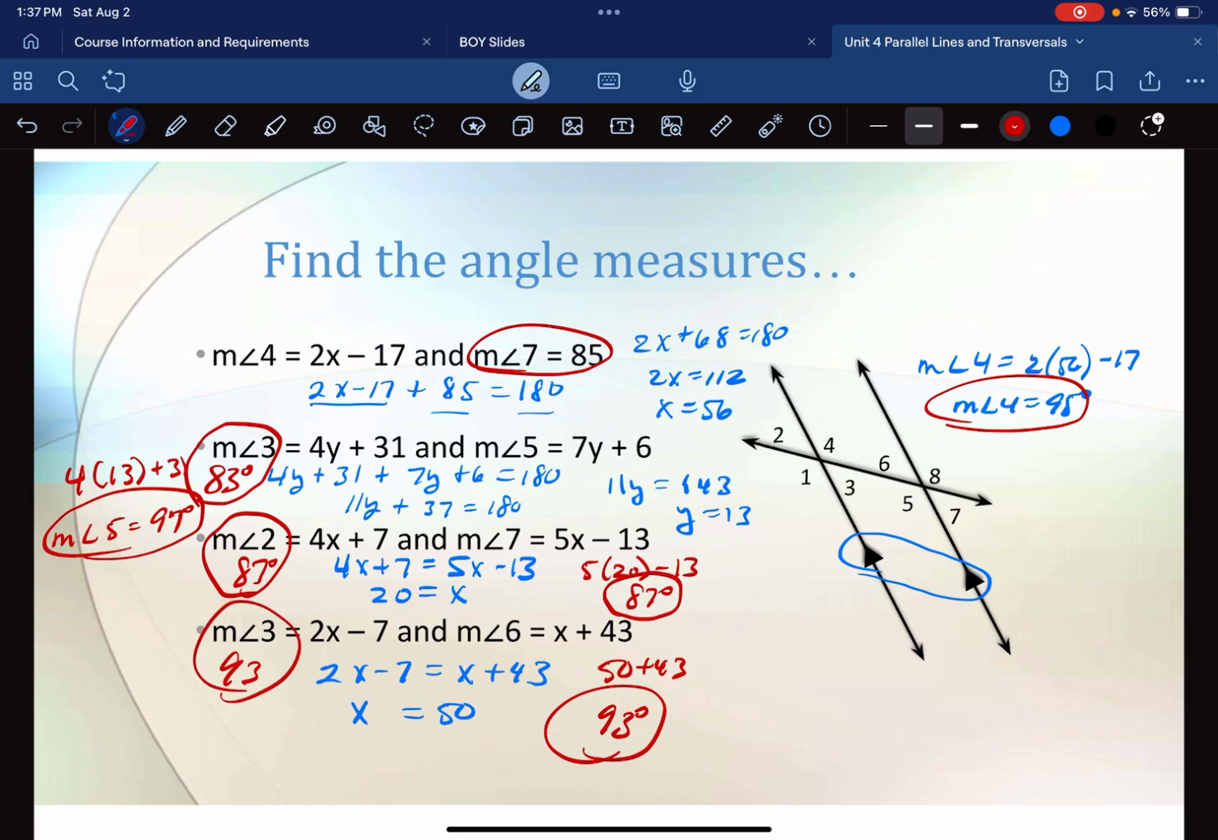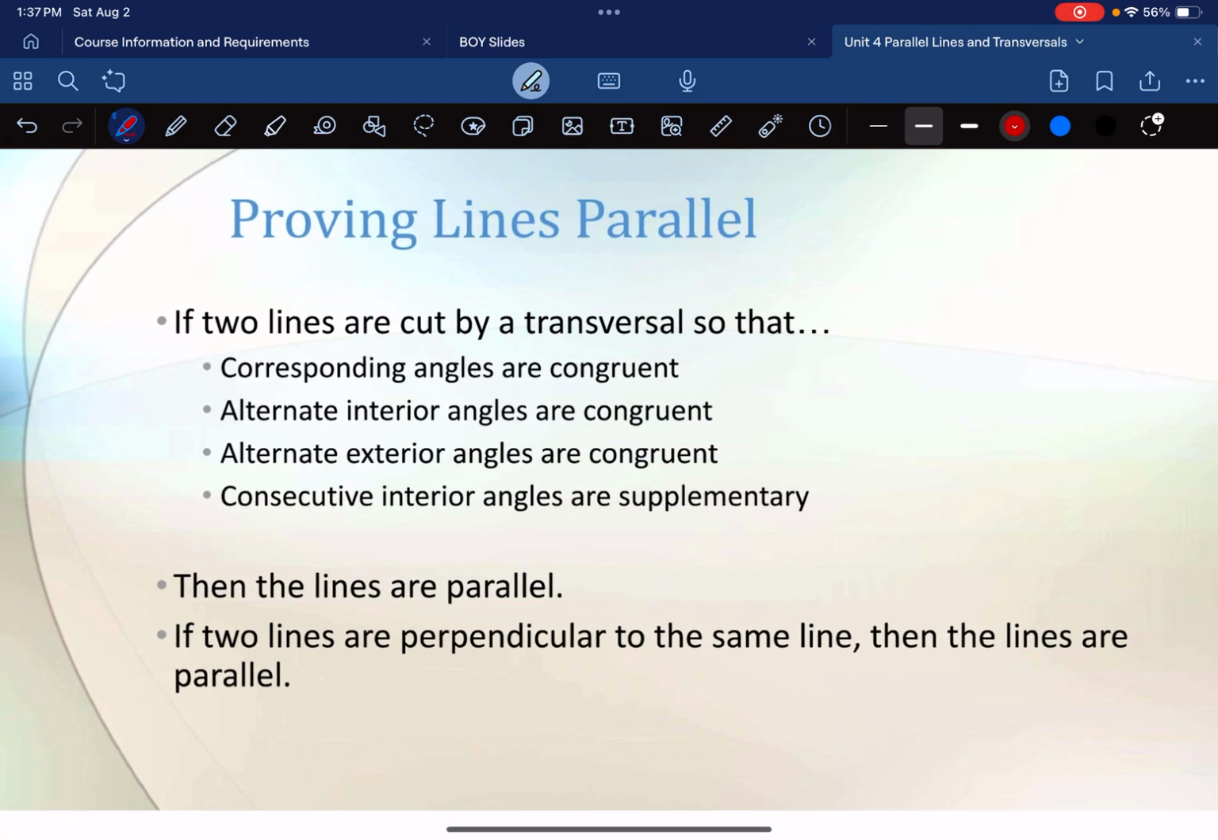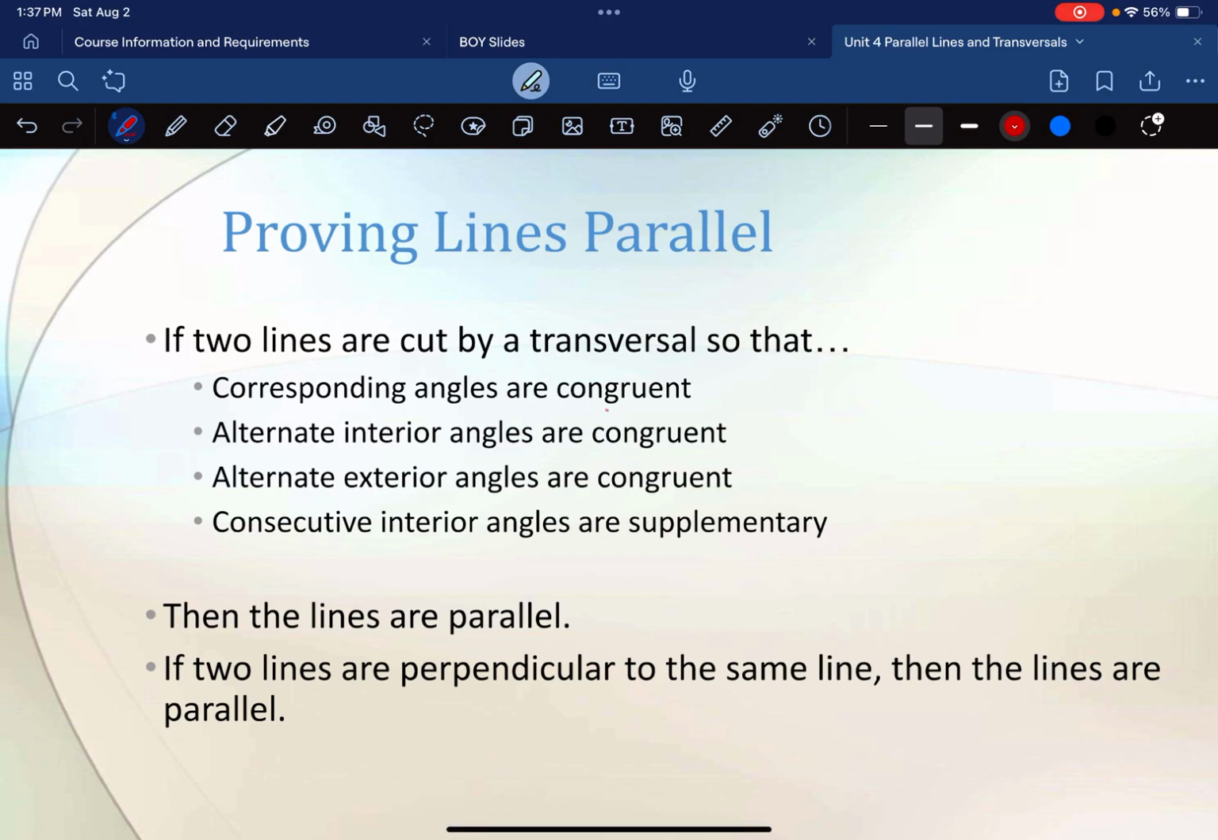So that's if the lines are parallel. We know the relationship. Now, if any of those relationships are true: corresponding angles congruent, alternate interior angles congruent, alternate exterior angles congruent, or consecutive interior angles supplementary, then we can prove the lines are parallel.